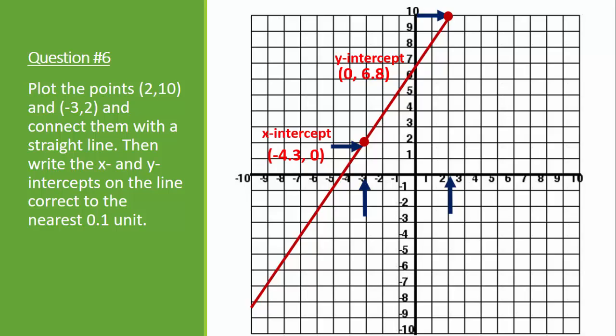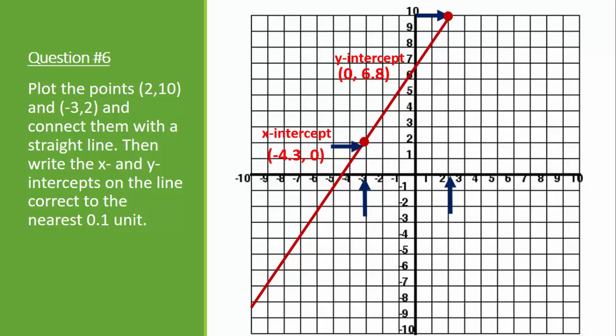So if we had a formula for this line, where the variables x and y were equal to a constant, some multiple of x and some multiple of y equal to a constant, we could determine the x-intercept and the y-intercept by putting x in as 0 and solving for y, or putting y in as 0 and solving for x. And mathematically, we would come up with the numbers that are represented here.